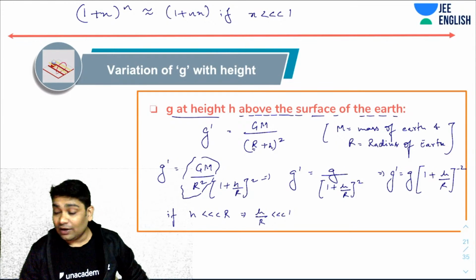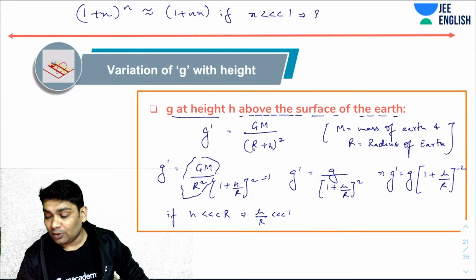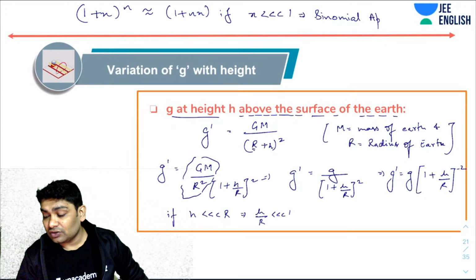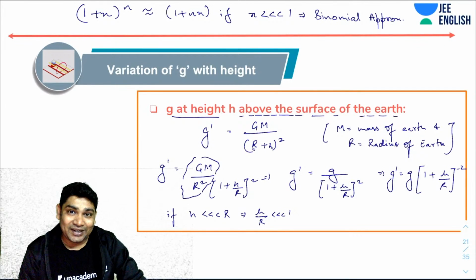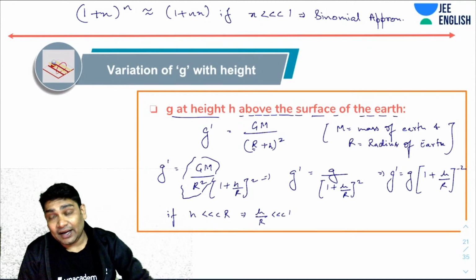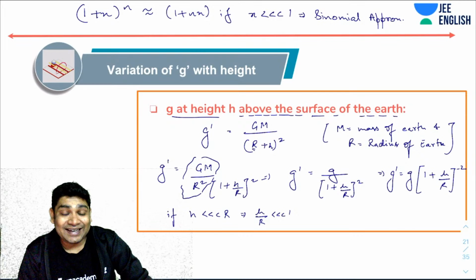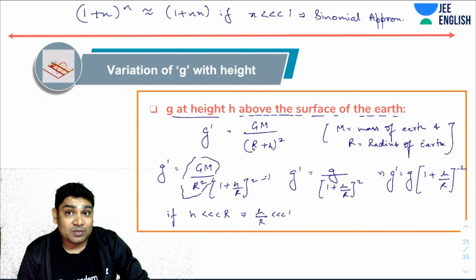Okay, so that is a binomial approximation. It is called the binomial approximation. You will study that in maths if you don't already know it. Those of you who already know it, well and good. Those of you who did not know it, this is called the binomial approximation: that (1 + x)^n can be written as roughly 1 + nx if x is much less than 1.